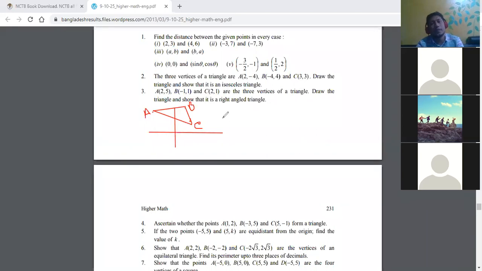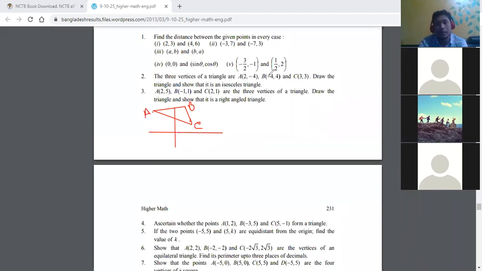So to prove it is isosceles, we have to show AB equals AC, that is, any 2 sides are equal. So how can we solve it? We will find out the distances AB, BC, and AC. All the distances we will find out at first. Then we will see that any 2 distances will be equal here. So we will say ABC is an isosceles triangle.